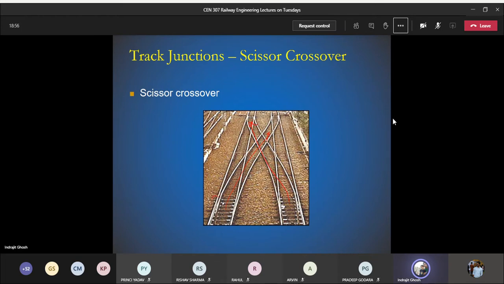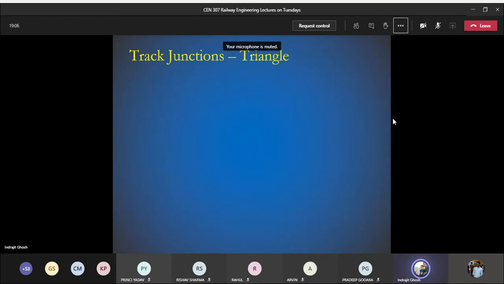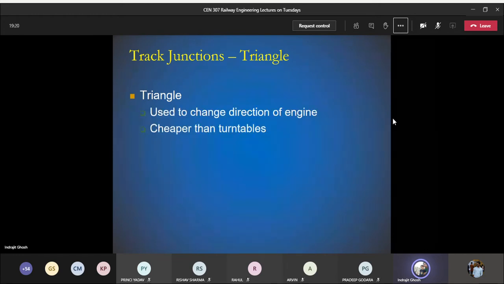There is a point location here, here also a point location. And the angle of crossing that you can see, all those are here. Then the triangle. This is a special kind of track junction which is used for altering the direction of the locomotive. So what does it mean? It changes the direction of the engine, and is cheaper than something which is known as a turntable.